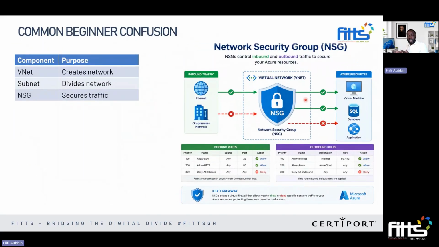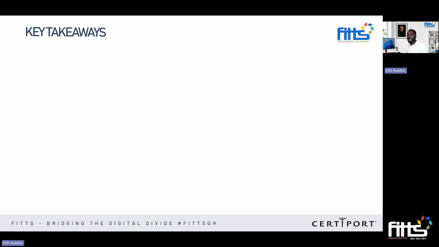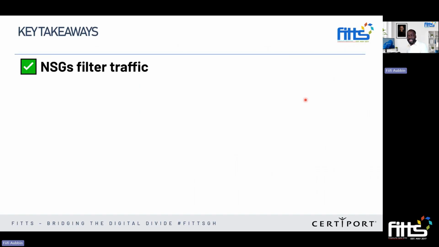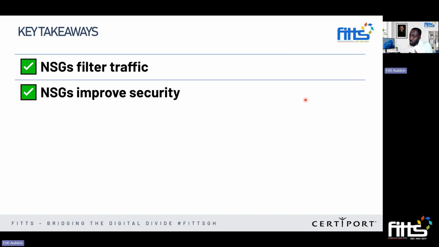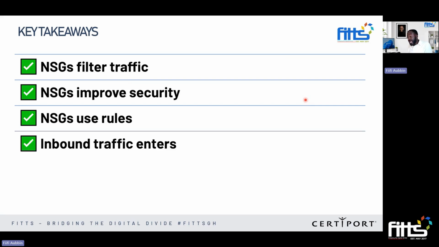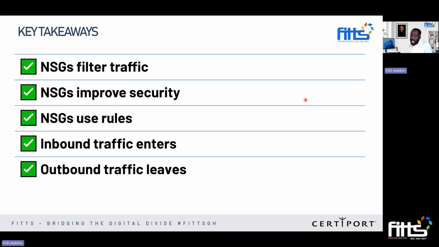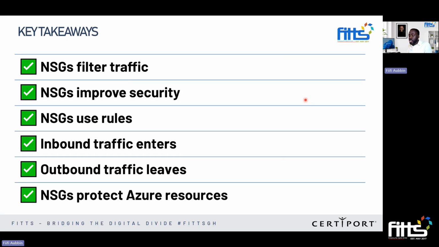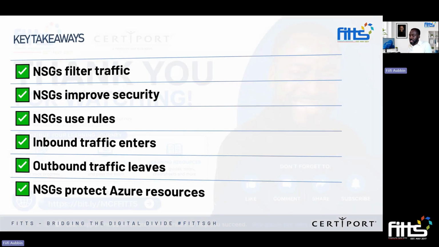Now, a common beginner confusion. We need to understand that the VNet will create the network, the subnet will divide the network, and the NSGs will secure the traffic. The key takeaway here is that NSGs filter traffic, NSGs help improve security, NSGs use rules, inbound traffic enters, outbound traffic leaves, and NSGs protect Azure resources.